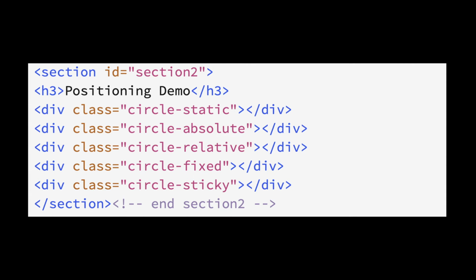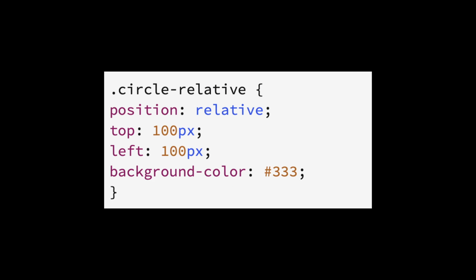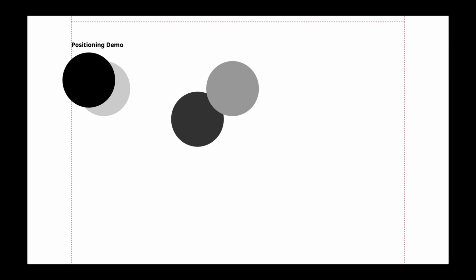Here is the HTML code again for section 2 in our demonstration. We see that it would be the third circle element. Here is the CSS. So in this example, we will look at a circle element with a dark gray color. This image shows that a relatively positioned element sits to the right of the element with a static position.